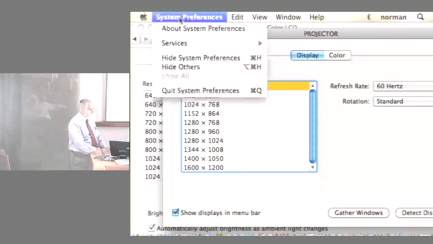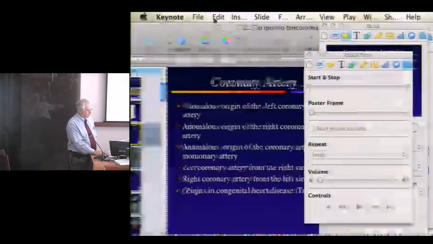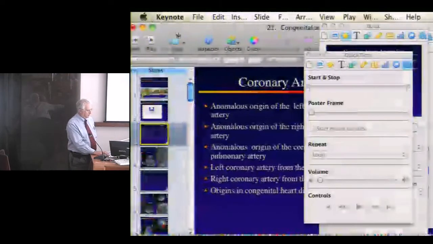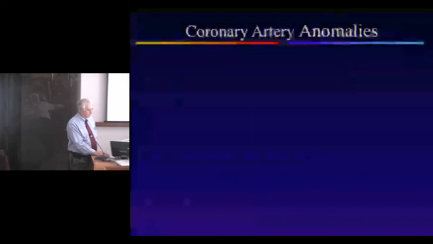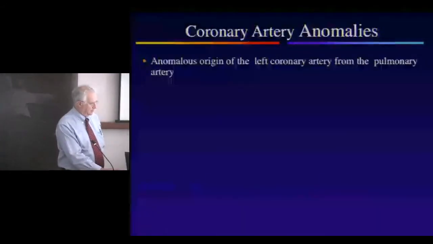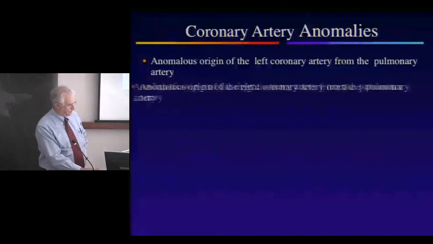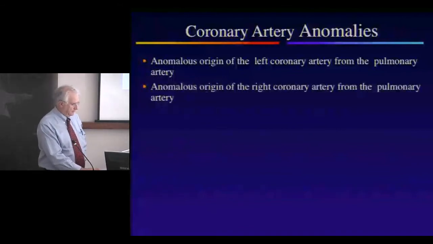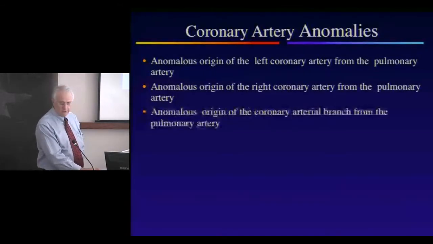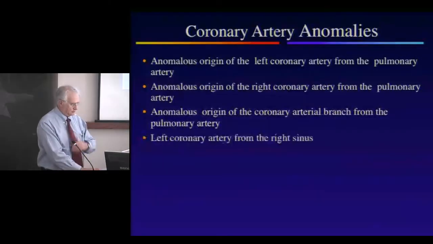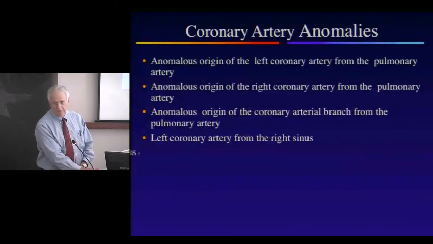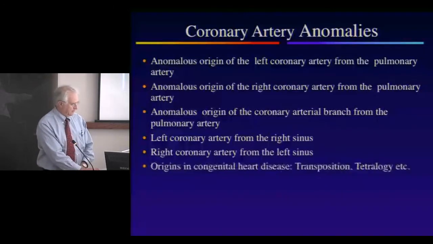So the scope of what we'll talk about, hopefully: anomalous origin of the left coronary from the pulmonary artery, anomalous origin of the right coronary from the pulmonary artery, anomalous origin of the coronary arterial branches from the pulmonary artery, left coronary from the right sinus, right coronary from the left sinus. The origins are in congenital heart disease, transposition, tetralogy, truncus, and other miscellaneous conditions.